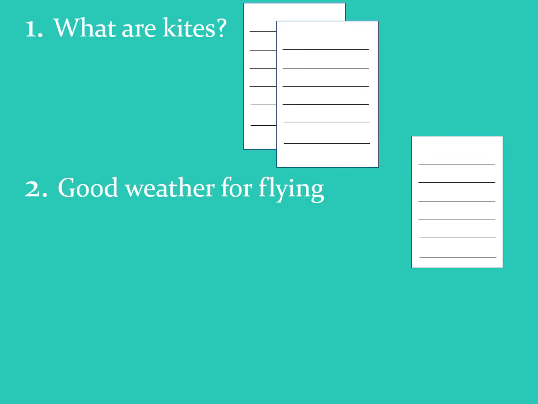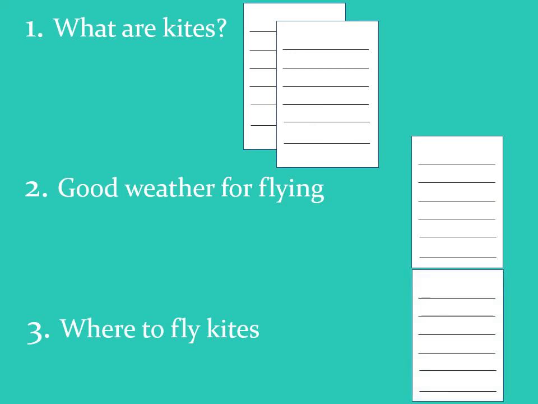And then the third item that I had in my table of contents was where to fly kites. And I could talk about good places like a park or a beach. And don't fly them on the street if there are telephone poles and wires all around, telephone cables, power lines. So this is just one example. Maybe I have 5 items in my table of contents. Maybe I have 10. There's no limit, but we have to have at least 3.